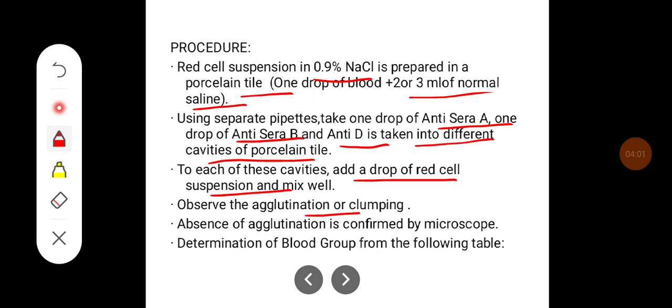Observe the agglutination or clumping. The absence of agglutination is confirmed by microscope. Determine the blood group from the following table.